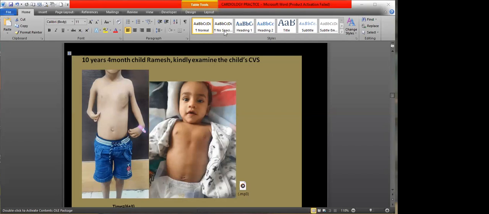So today I got an opportunity to examine 10-year, 4-month-old Ramesh. On my general physical examination, what is very striking is he has a limb deformity, most likely a thumb and radial anomaly. Apart from that, I have noted there is a precordial bulge, and the apex is in the fifth intercostal space in the midclavicular line.